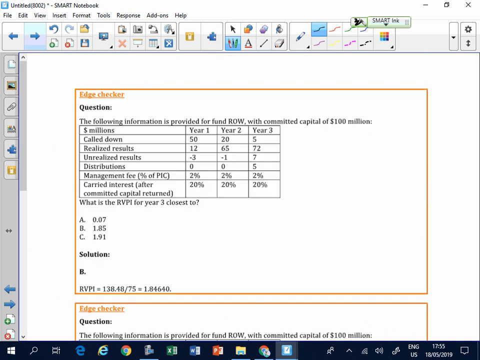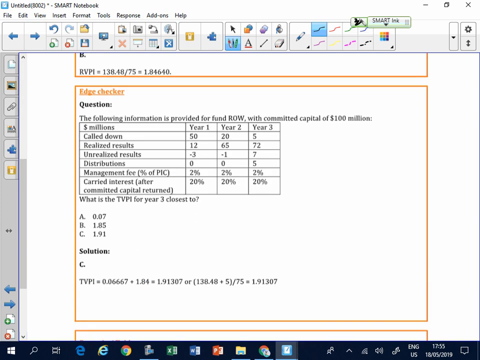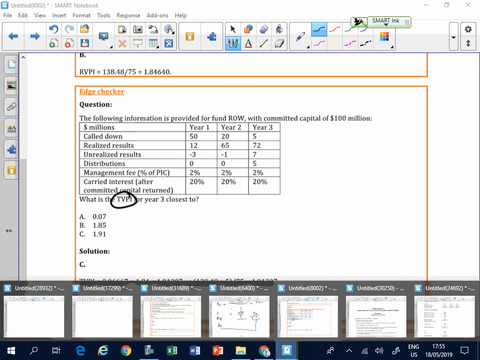Okay, and then there's another one. Okay, what's the residual value to paid-in capital? You're going to take what's left in the fund divided by the paid-in capital, and then the last one is going to be the total value. So what you paid out plus what you have left in the fund, and that is basically it. Okay.